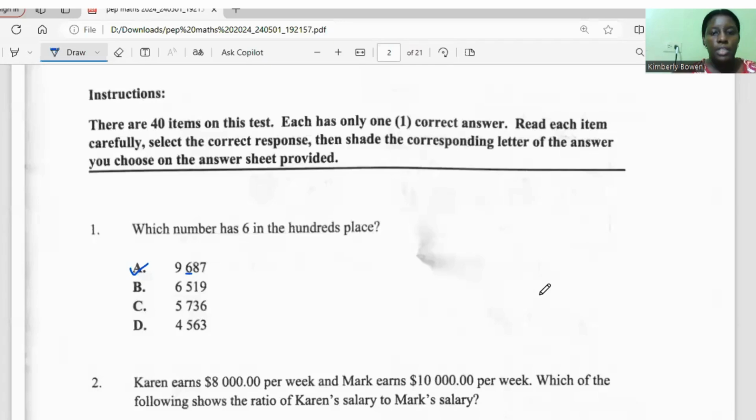Let's look at number 1. Which number has 6 in the hundreds place? The correct answer is A. There is 6 in the hundreds place.